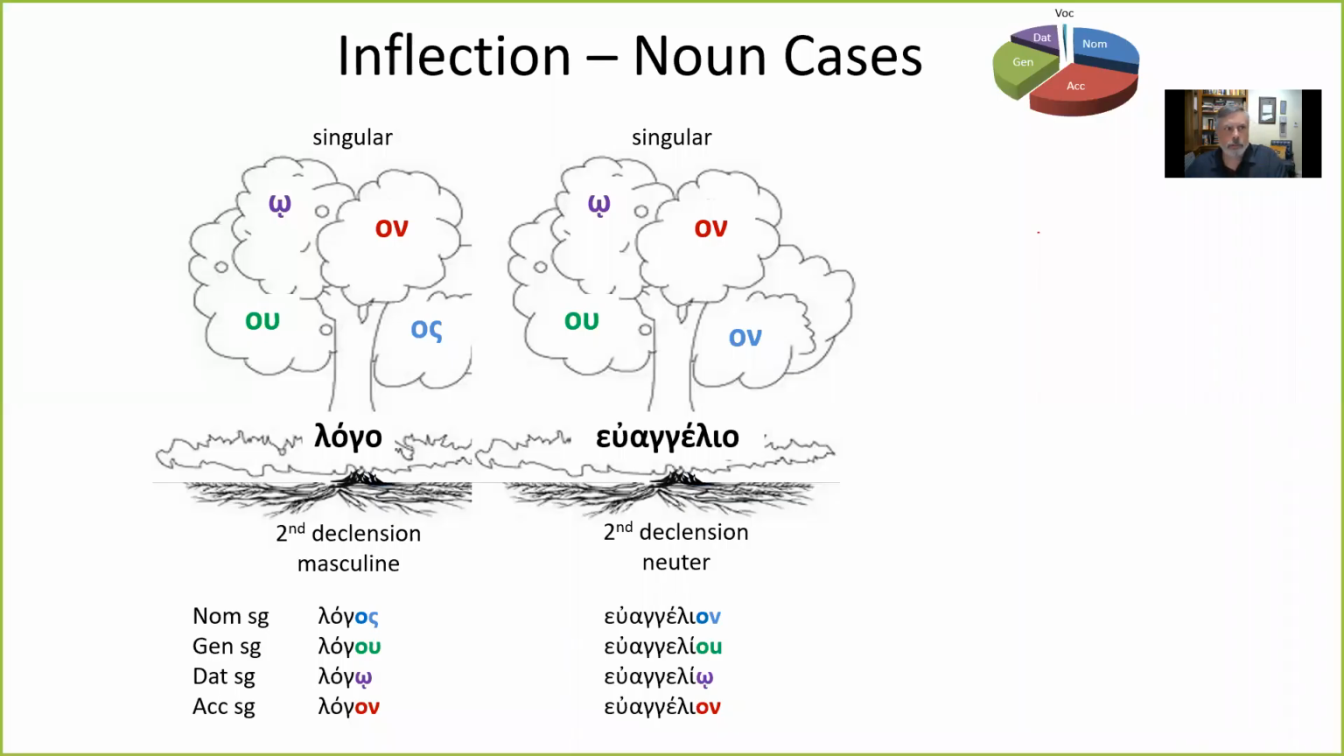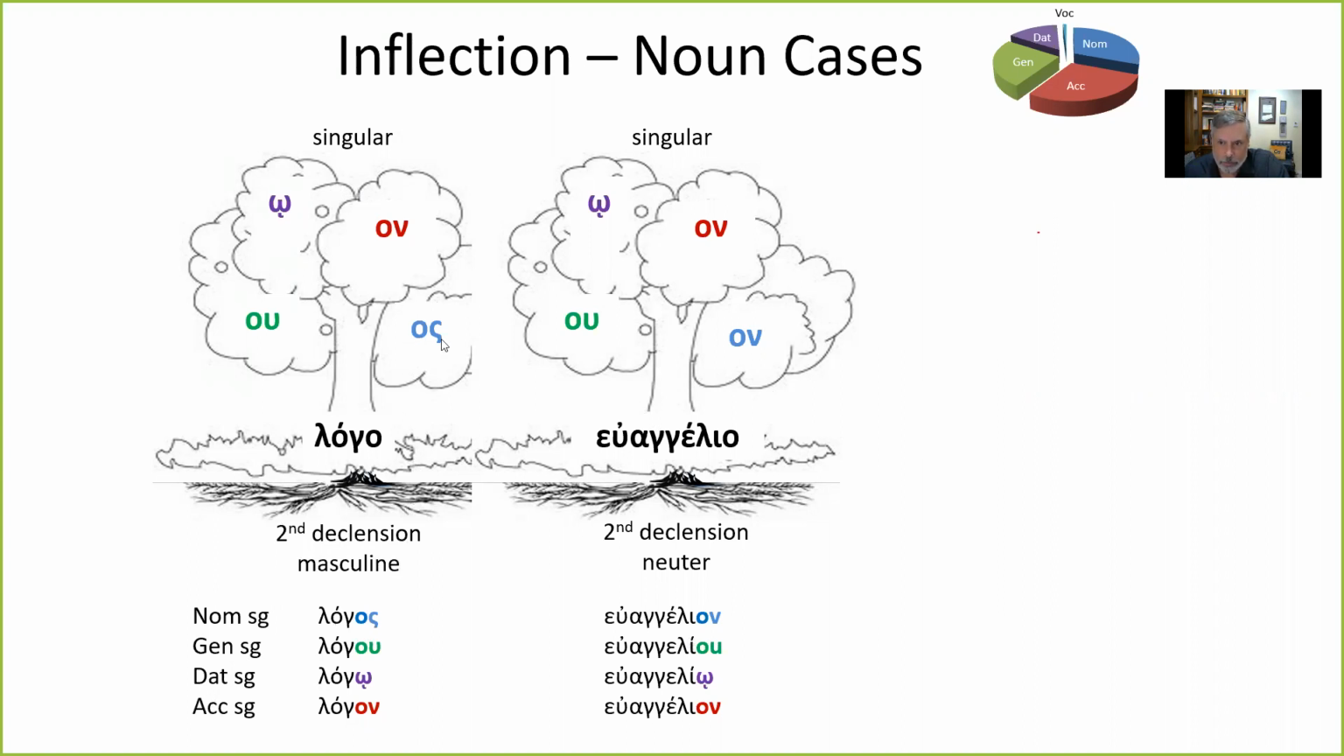So let me do a screen share here. Okay, you should be able to see the screen now. And if you remember, the way it's set up is we have declensions, and a declension is nothing more than a pattern that we're following. In this case, a second declension masculine singular pattern follows a pattern for the nominative, genitive, dative, and accusative.